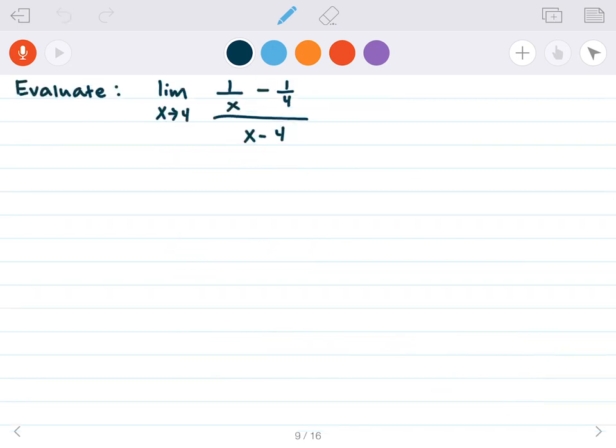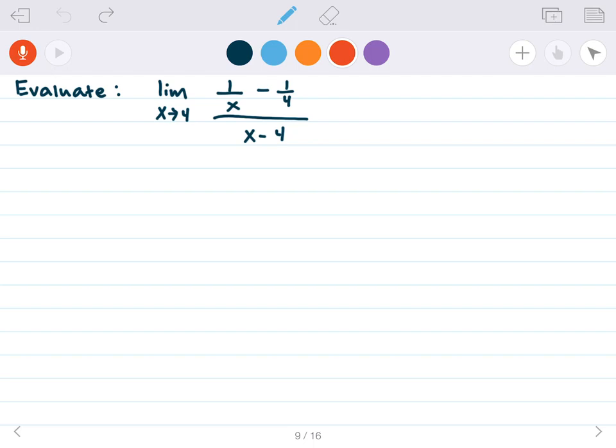All right, let's do this. This looks a little interesting. So I look at the top. I don't see any factoring that we can do. I do see that if we were to try to plug in 4 from the get-go, we would have a problem. So we need to ensure that the denominator is not 0.